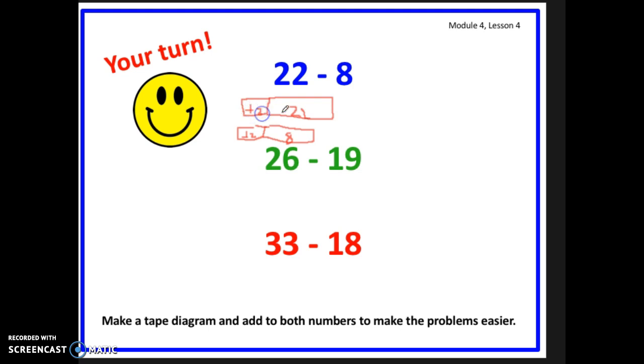Okay, so now I have an easier problem. I have 22 plus 2 is 24, minus 2 plus 8 is 10. And now it's really simple. 24 minus 10, well, I know that one. That's an easy problem. 14.